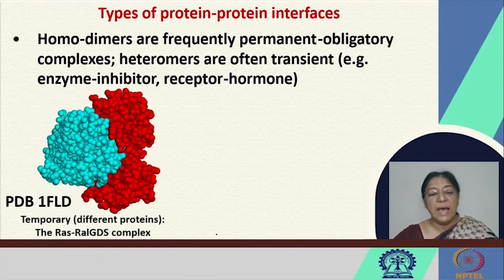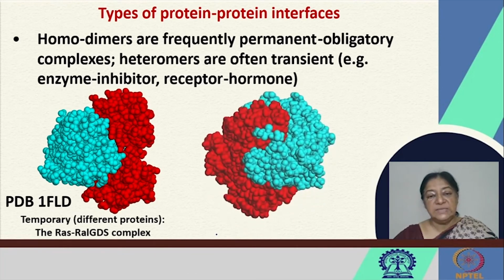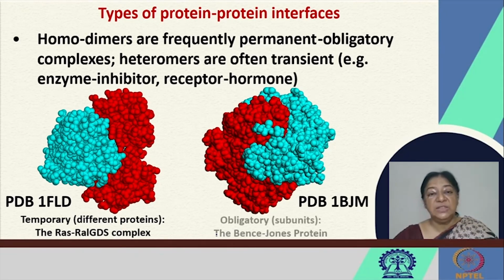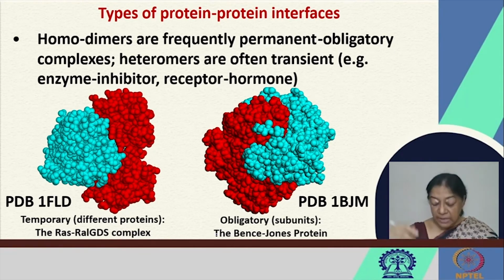So if we look at the specific type of temporary complexes that may occur, or we can have permanent complexes. The types of protein interfaces are going to depend upon the interactions present and the chemical complementarity that we look at. So we can have an example of a temporary complex where we have different types of units.